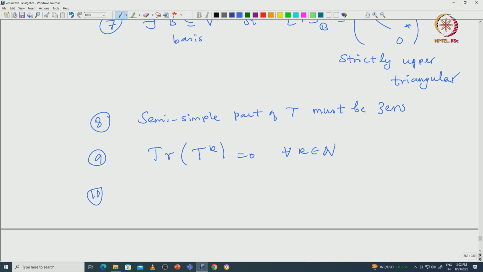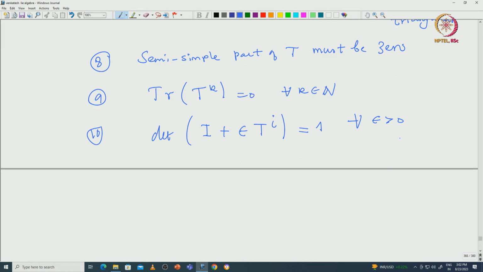So, I will end with this 10th criterion which says: if you take the determinant of identity plus epsilon times T to the power i, and this is 1 for all epsilon positive (basically some small neighborhood is enough, but let us make it positive, not a problem) and i in N, then you can claim that T is nilpotent.